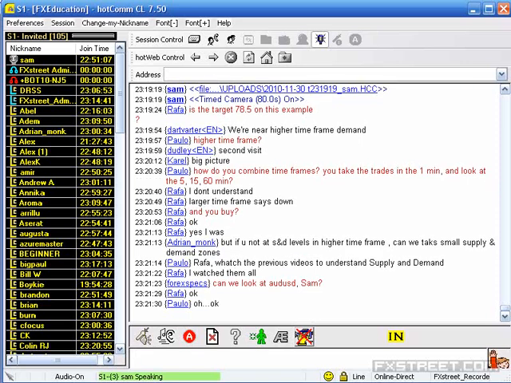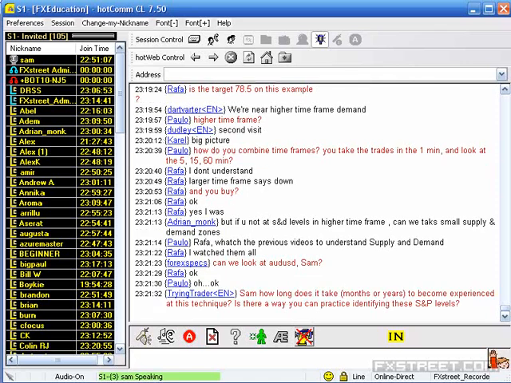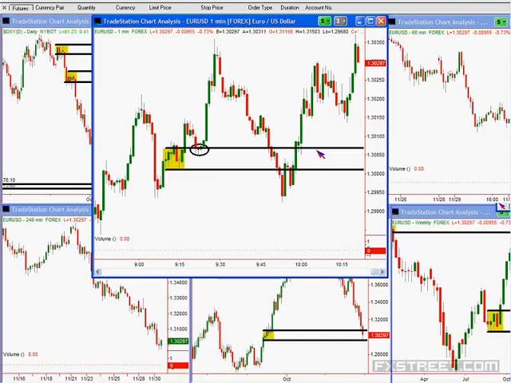All right, yeah, thanks, Paulo. All right, so let's move on. Let's go to a little bit bigger time frame. We don't need to watch a 1 minute chart anymore. Let me clean this chart up for you, and then we'll move on.